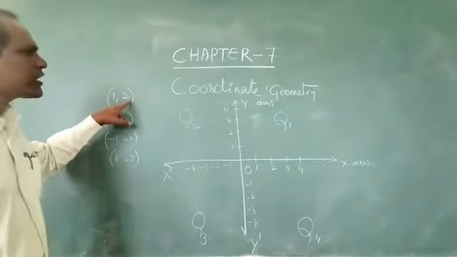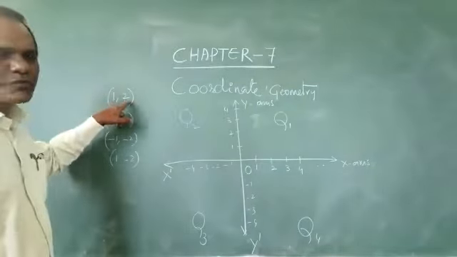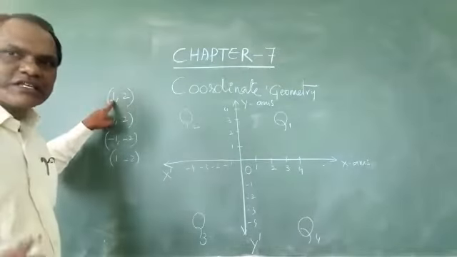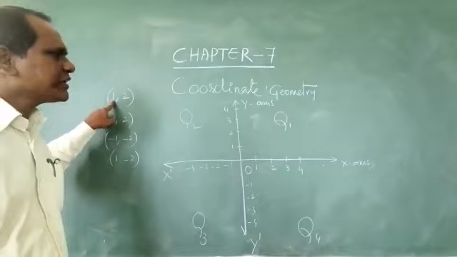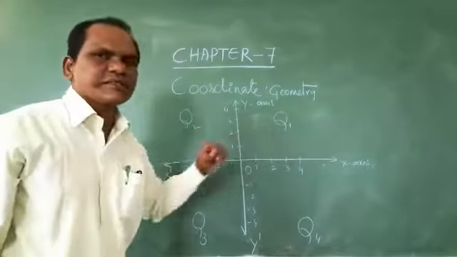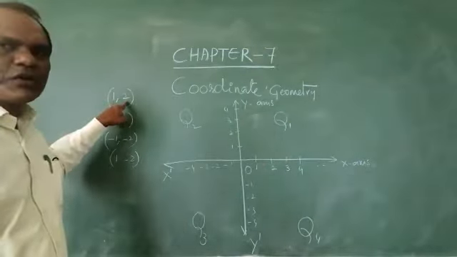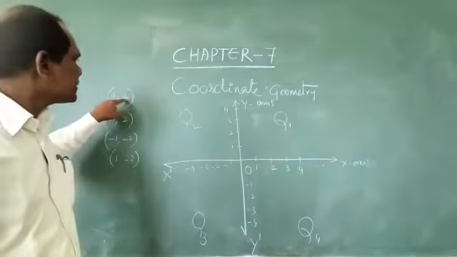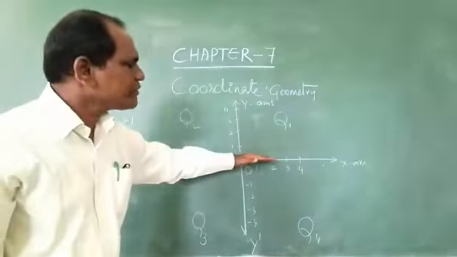How to find the position of 1 comma 2 in the given 4 quadrants? Now 1 is the x coordinate. What is the x coordinate? The x coordinate means the distance from the y axis. Here 2 is the y coordinate. What is the distance of this? The y coordinate means the distance from the x axis.